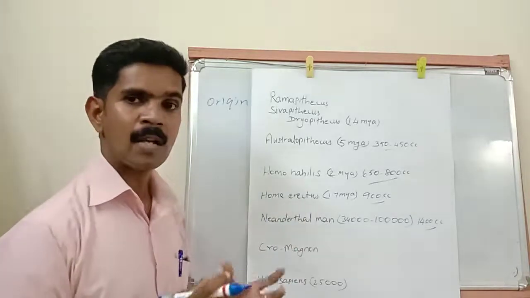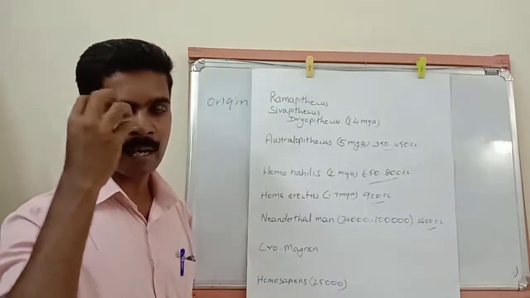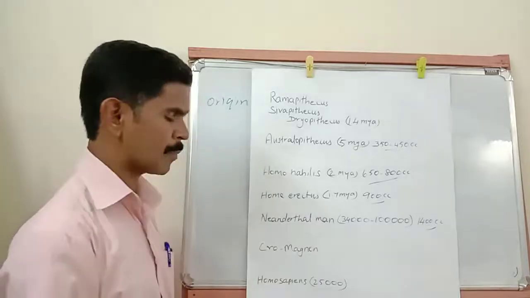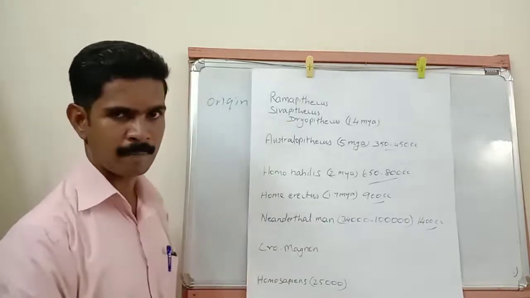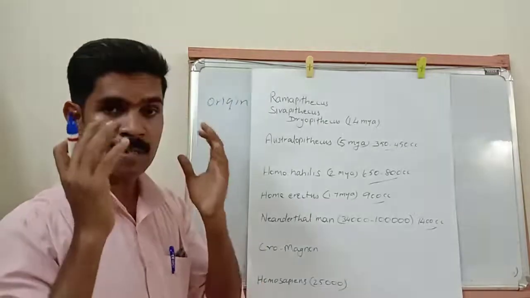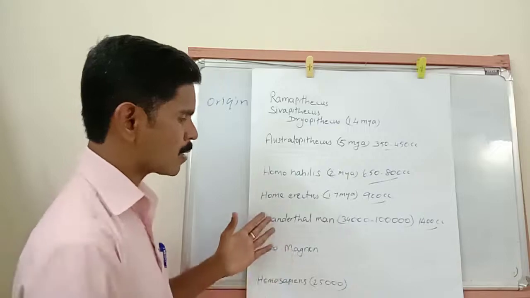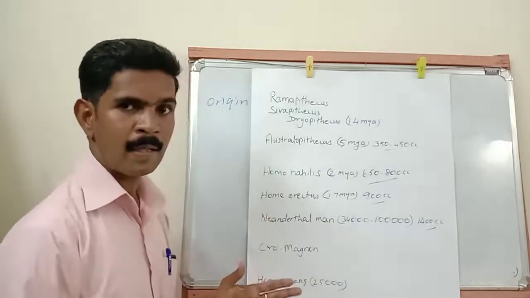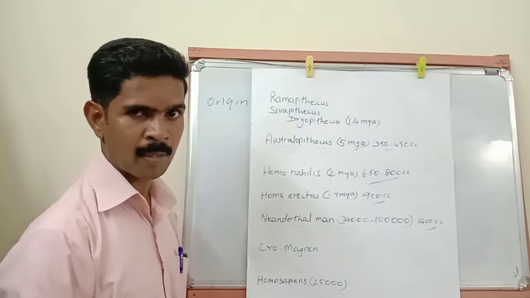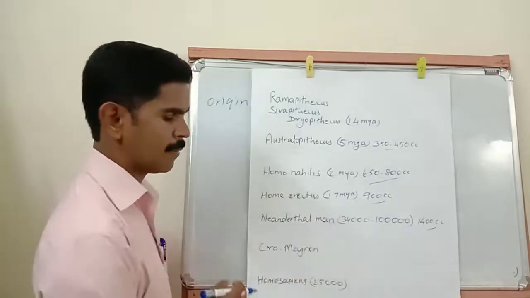This is the next character. Then large orbit. Orbit means the cavity in which the eyes are present. So here one cavity is present. This is called orbit. So the orbit is very large. Then heavy brow ridges. That means the eyebrow is very heavy. Thick hairs are present in the eyebrow. So this is the next character. Then they protect their body from the animals. So this is one of the special characters of this Neanderthal man.